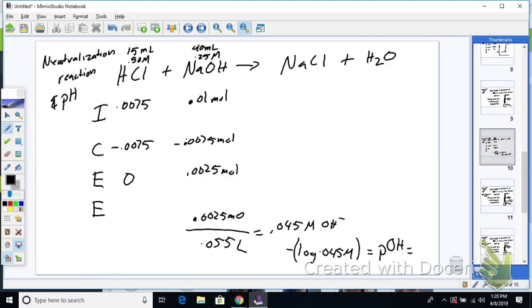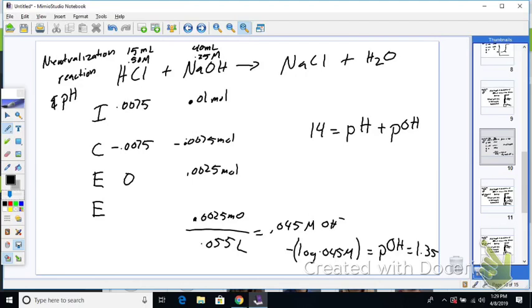So when we do that, we get a number that is 1.3, I think. 1.35? Yeah. Okay. So we get POH is 1.35. Here's a neat thing with pH and POH. I'm going to give you an equation that you're going to use a lot. And this equation is this. 14 is equal to the pH in a solution plus the POH of that solution.